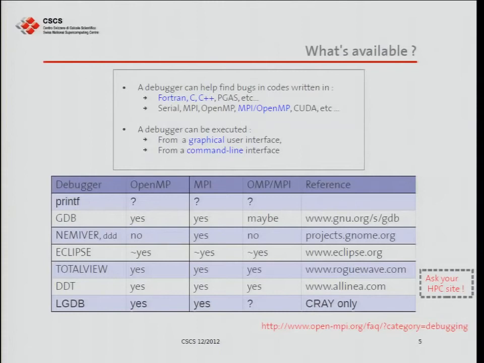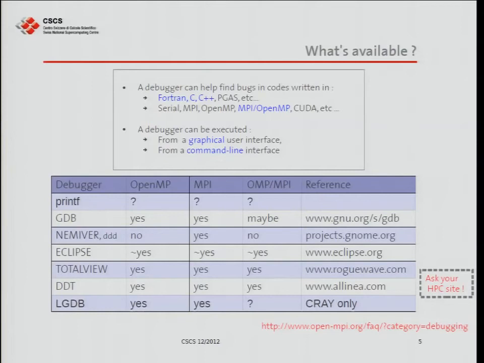Eclipse is a very active project that is being used on the big HPC sites in the US, and that's going probably to be the main debugger in the future. Right now it's under development, but it's full of promise.